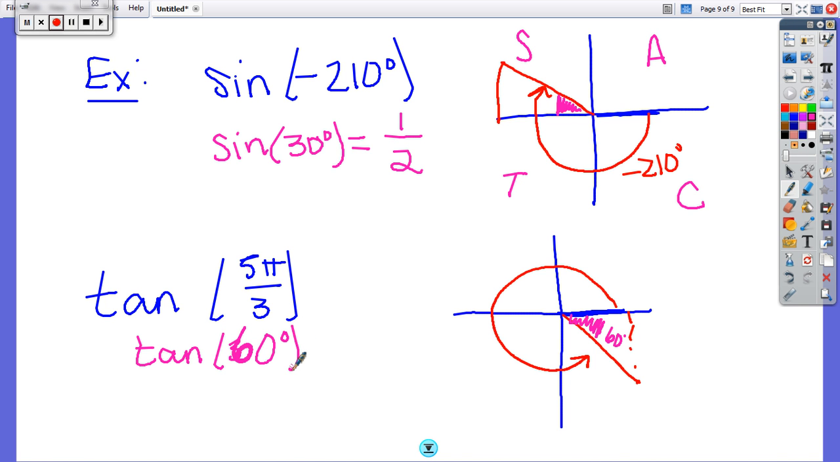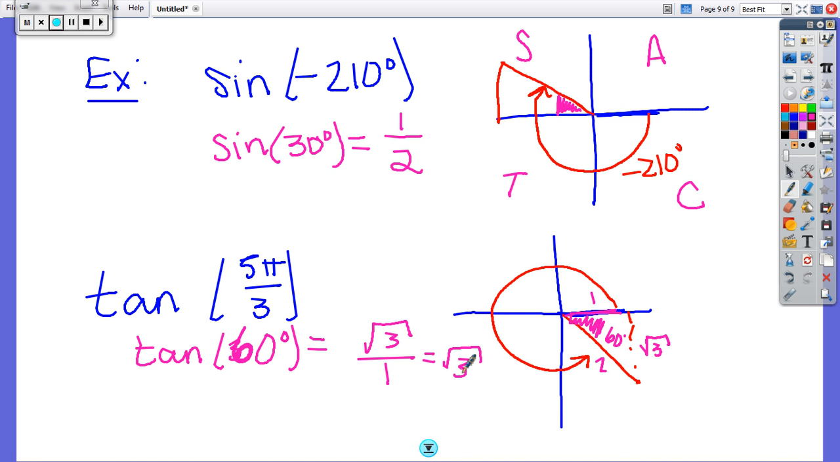And we'll talk about how you can know these as well. I know that if I have a 30, 60, 90 triangle, and this side is 1, then my radius is 2, and my height is the square root of 3. So that means that the tangent of 60 degrees is really root 3 over 1, which is the same as just root 3.